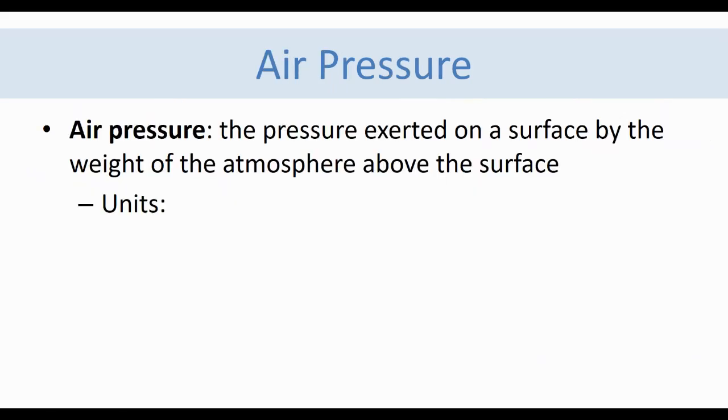Okay. Air pressure is the pressure exerted on a surface by the weight of the atmosphere above the surface. This is measured in millibars. And 1 millibar equals 100 newtons per square meter. So that means 1 millibar is 100 newtons. So that is the weight. Newtons is a measurement of weight over a square meter.